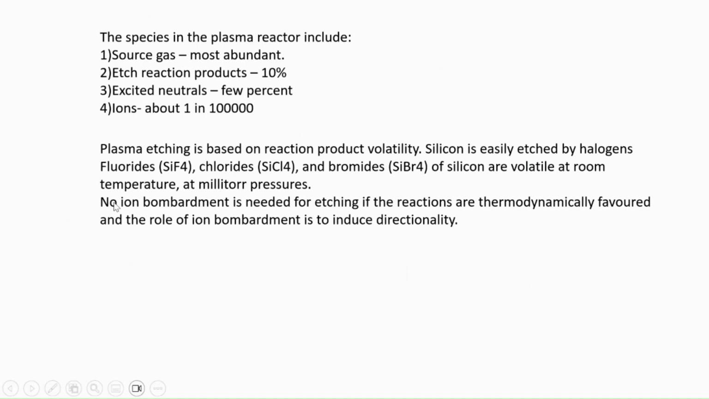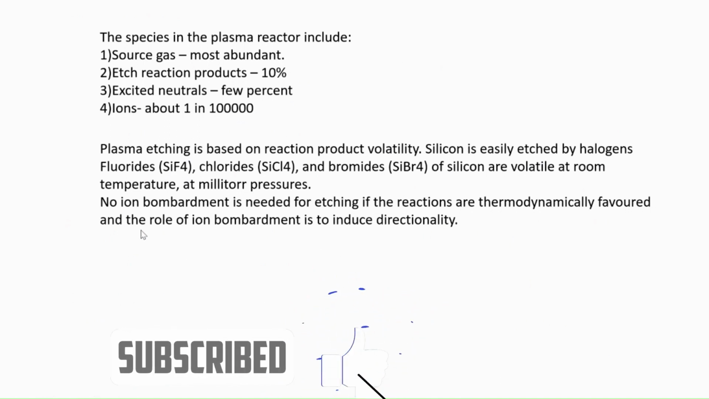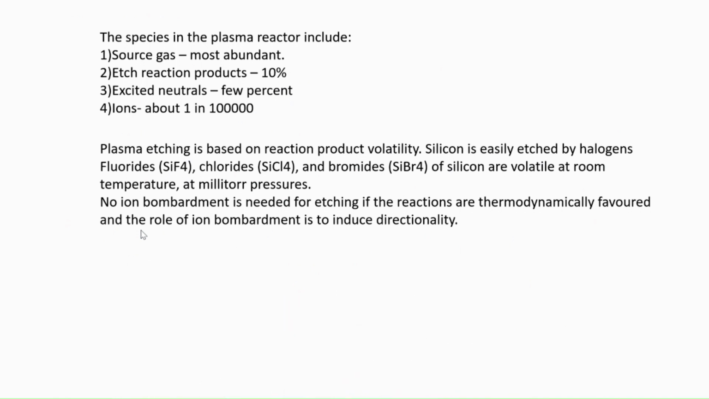So no ion bombardment is needed for etching if the reactions are thermodynamically favored, and the role of the ion bombardment is to induce directionality. So that's what I've been saying from the beginning. Ions are just to induce directionality. The chemical reactions are the main thing which is etching.